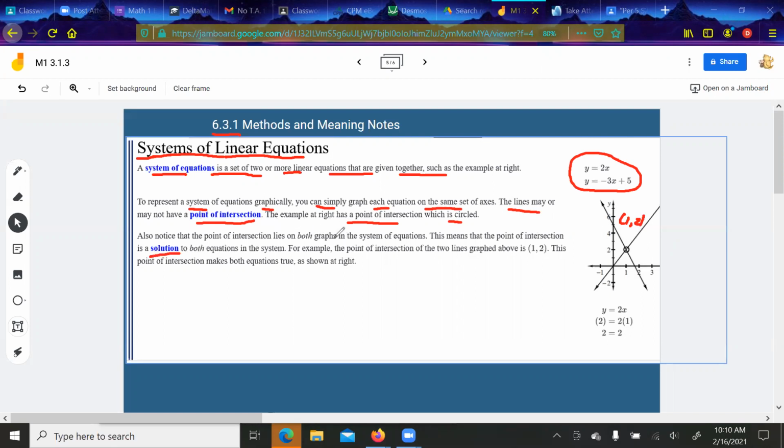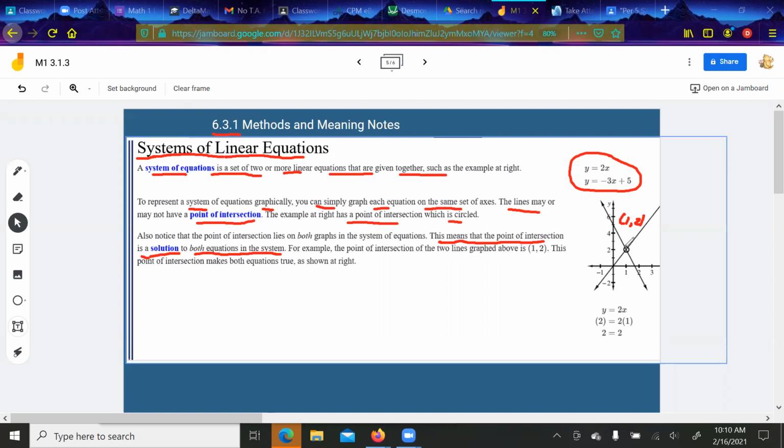So I guess you don't have to write this third paragraph. You don't have to write all this down. I'll tell you what you can write. You can write this part: this means that the point of intersection is a solution to both equations in the system. So you can write that down. The point of intersection is a solution to both equations of the system.